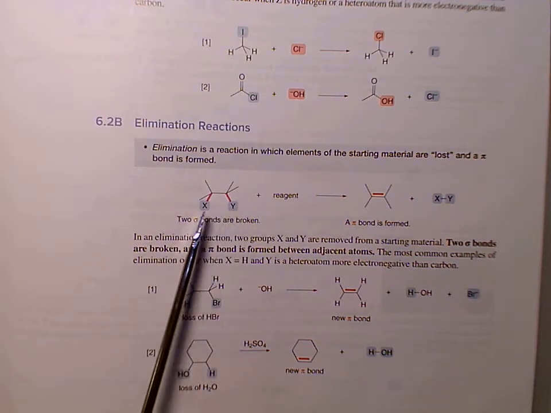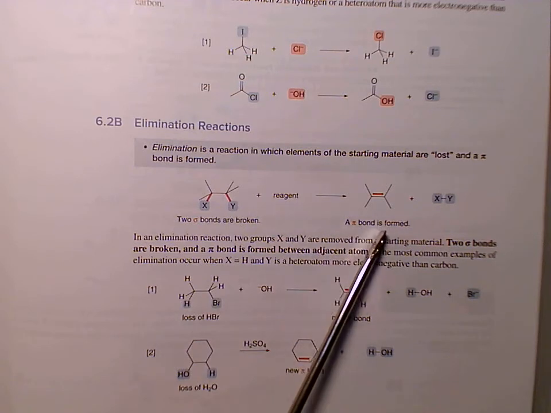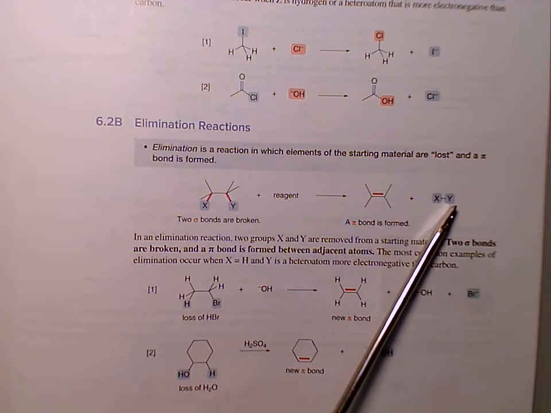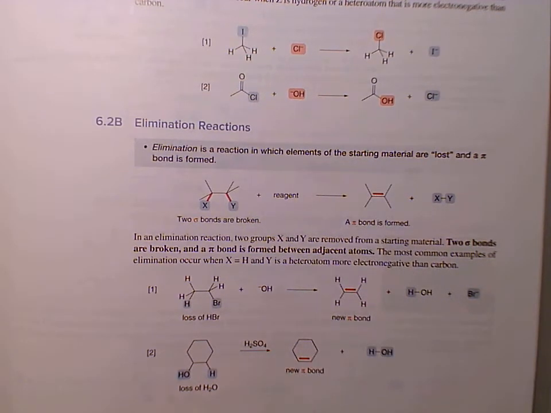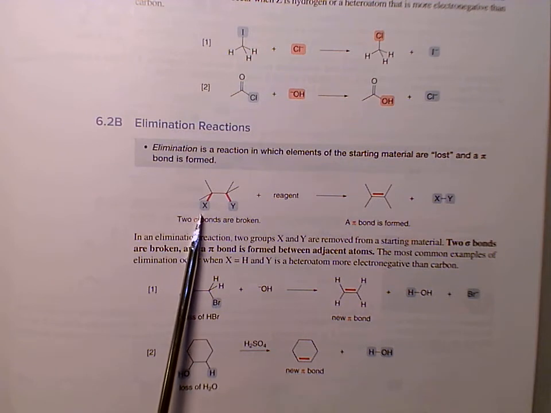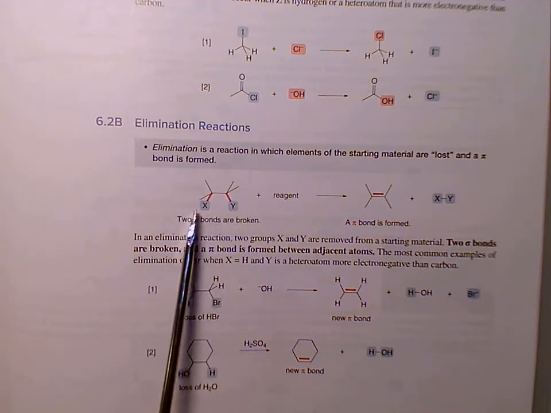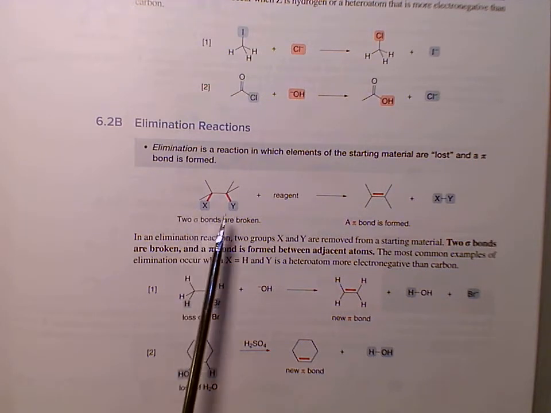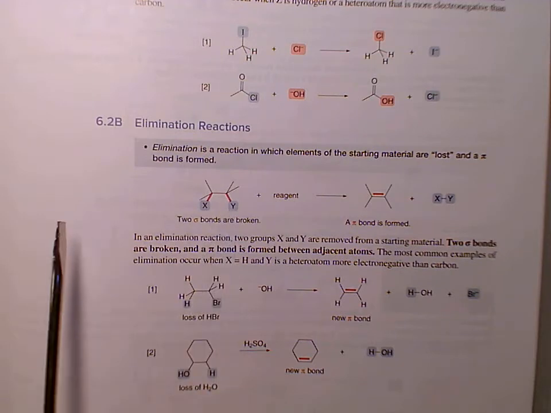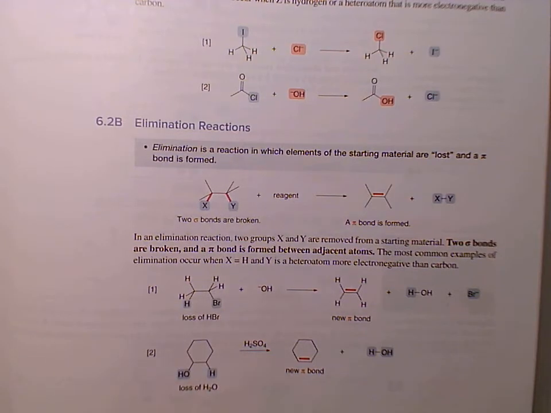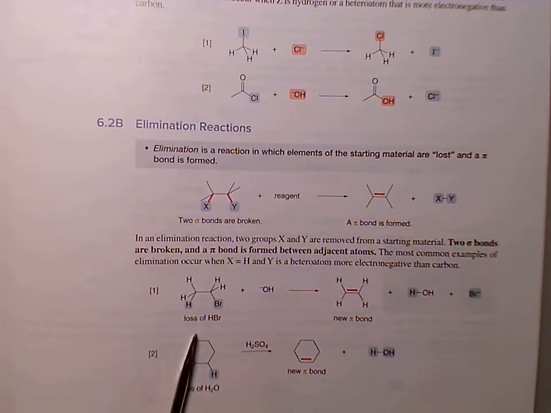This is elimination, where the X and Y are now gone. They've been eliminated, and a pi bond is formed. So elimination reactions form pi bonds. If you can get an X on one carbon to leave with something else on another adjacent carbon, you'll form a pi bond. You can take an alkane to make an alkene, or an alkene to make an alkyne with this type of reaction. And here's an example.